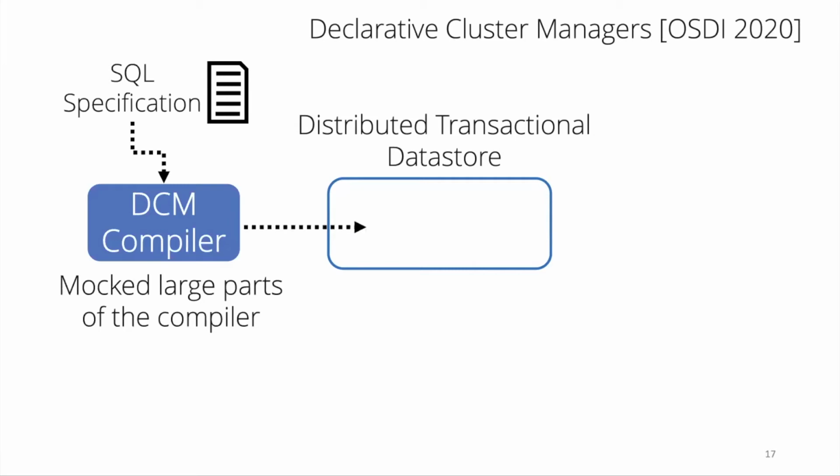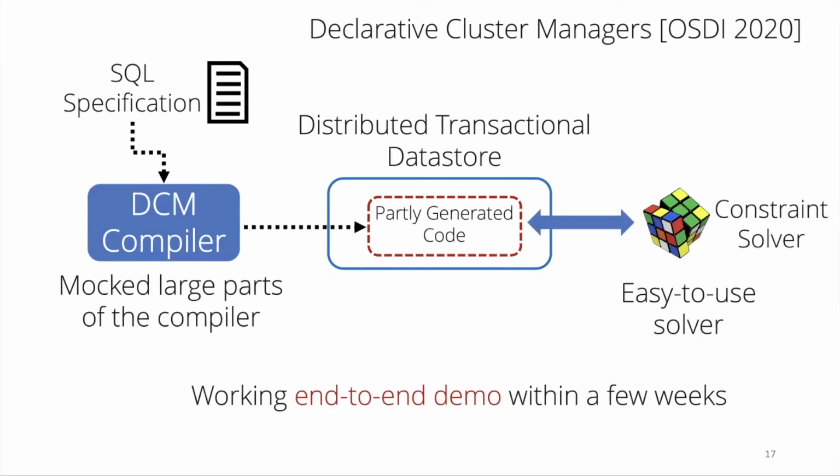And eventually what the compiler produced was only partly generated code. And we filled in a lot of the hard bits by hand. And we used a constraint solver that was quite easy to use, but it wasn't that performant. But it meant that we could easily write this code that we needed to by hand, right? And note that all of this is only meant to support the SQL to represent the cluster management logic in this one particular system. But even before we had a working compiler, we actually had a working end-to-end demo within a couple of weeks in an actual system, right?